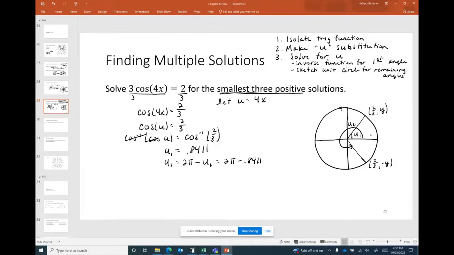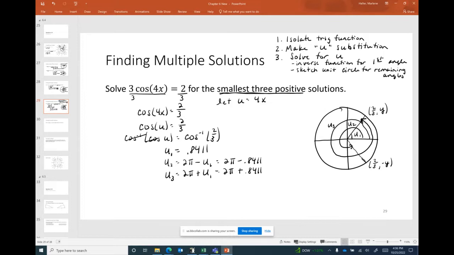Well, let's see if we start here through positive. So we're going to start here and go in the positive direction. We'll go all the way around, and the next angle is going to be this one right here. All right, this will be our u sub 3. There's our u sub 3. This big angle looks like that's 2 pi plus u sub 1, or 2 pi plus 0.8411. All right, so I've got 3 solutions for u, okay?